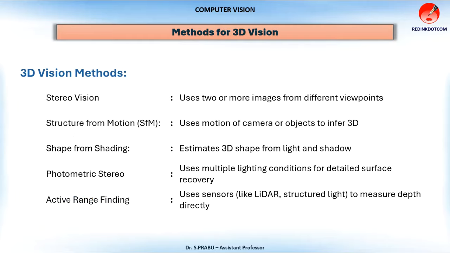There are many ways to estimate 3D shapes from 2D images. Some methods like shape from shading or texture use natural light cues. These techniques help in reconstructing the world around us for applications such as robotics, 3D scanning, or even medical imaging.